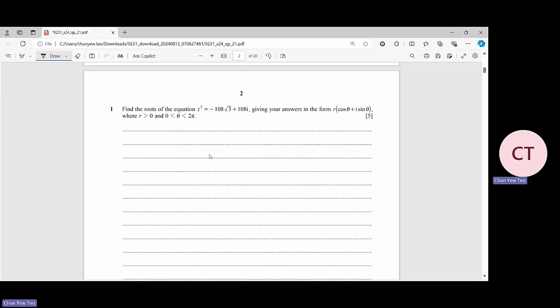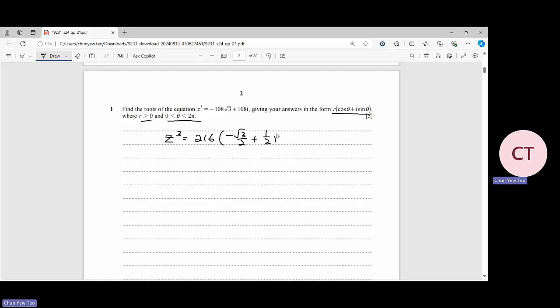Find the roots of the equation z cubed equals negative 108 root 3 plus 108i, giving your answer in trigonometric form, where r is positive and theta is between 0 and 2 pi. For this question, first of all, we need to convert this complex number into trigonometric form. Usually we can just factorize the 216 out, making this become negative root 3 over 2 plus a half i.